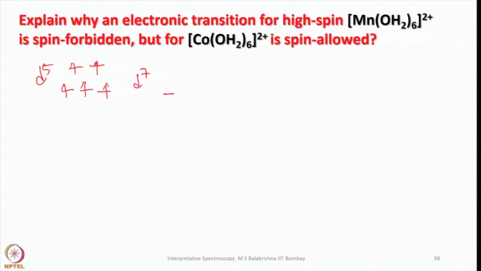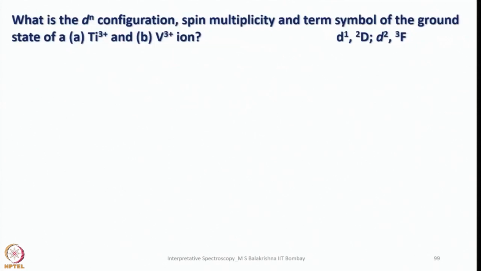D7 system, you have again a high spin complex. So here it is allowed because these 2 electrons can easily go to the eg level. Okay, so this is a spin allowed transition. It's very easy here.